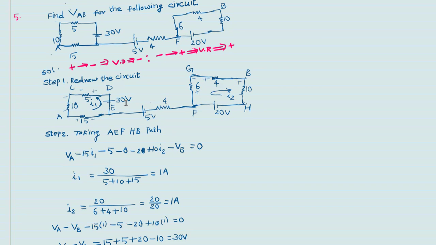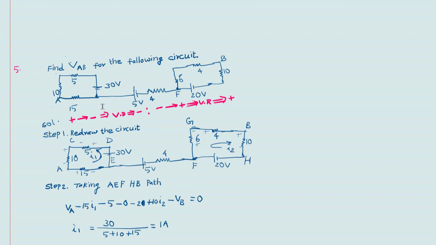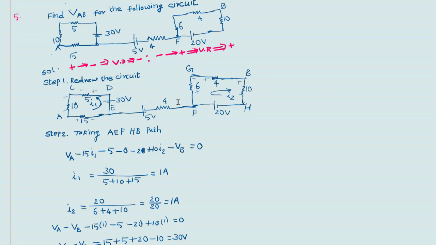To get this VAB, we assume VA is at higher potential than the B potential. And here also we assume the loop currents. To solve this problem, first redraw the circuit like this and assume the loop currents here. So this is loop 1, this is loop 2, and loop 1 current we call as I1, loop 2 current we call as I2. And after that, in the assumed current direction, give the voltage polarity across each element.